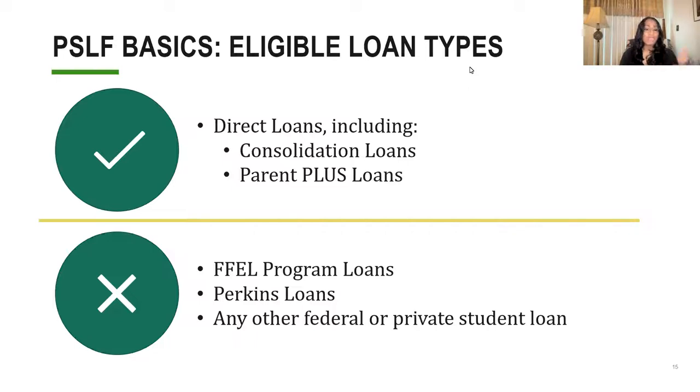But doing that, you don't get any credit for the time prior to consolidation. So plenty of folks have been in repayment for years, and if they consolidated, they would start at zero. Even if they had direct loans and consolidated for some reason, they would lose their credit and they would start at zero. And so that's how it normally works under PSLF. And that's where a lot of the frustration came about.